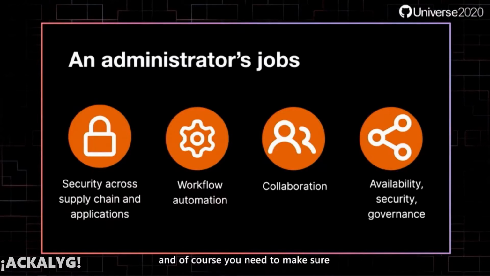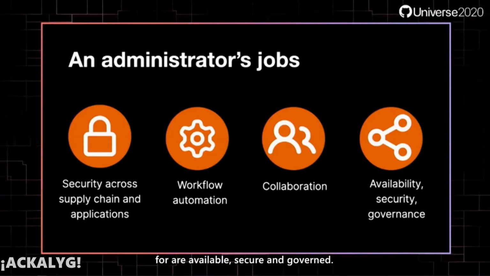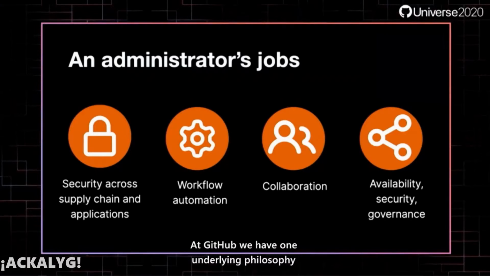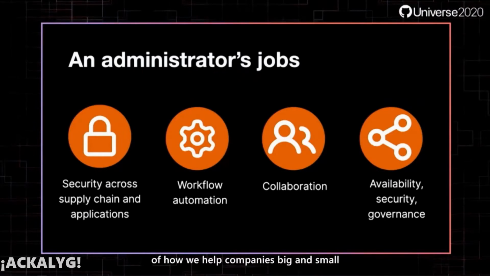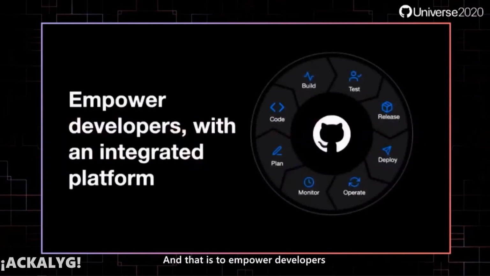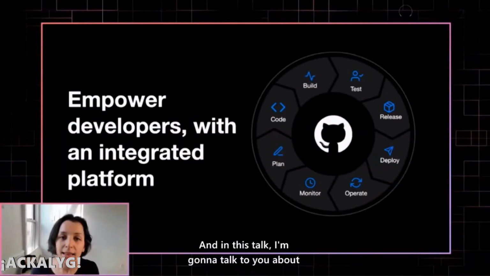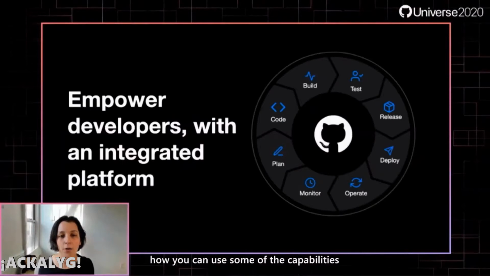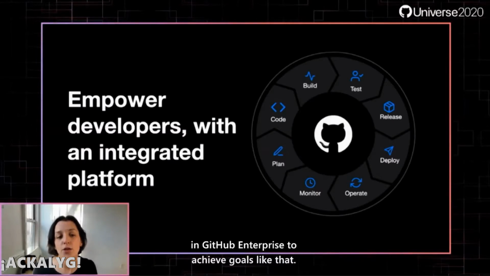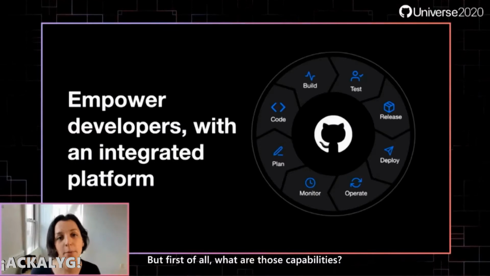And of course, you need to make sure that all of the tools you're responsible for are available, secure, and governed. At GitHub, we have one underlying philosophy for how we help companies, big and small, to achieve goals like these. And that is to empower developers with an integrated platform. And in this talk, I'm going to talk to you about how you can use some of the capabilities in GitHub Enterprise to achieve goals like that. But first of all, what are those capabilities?